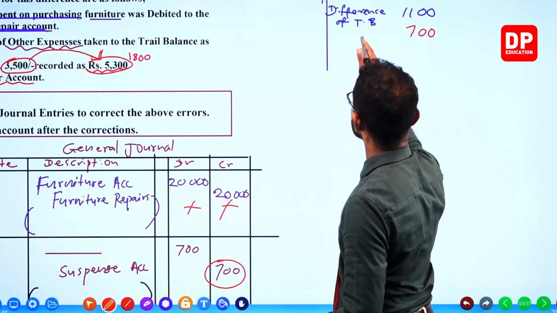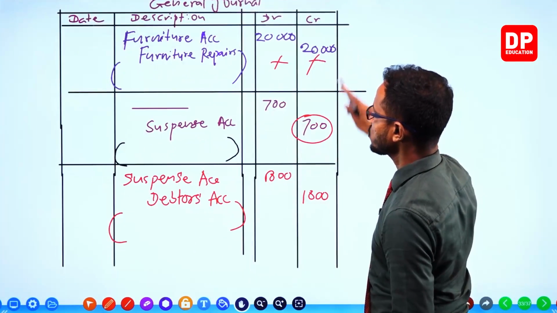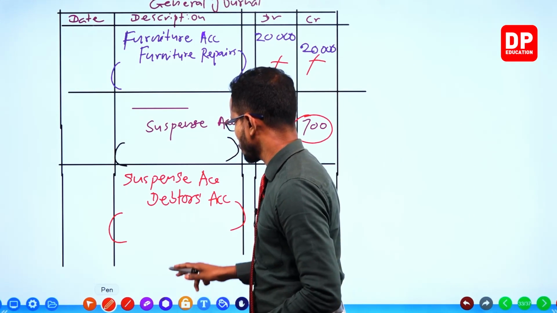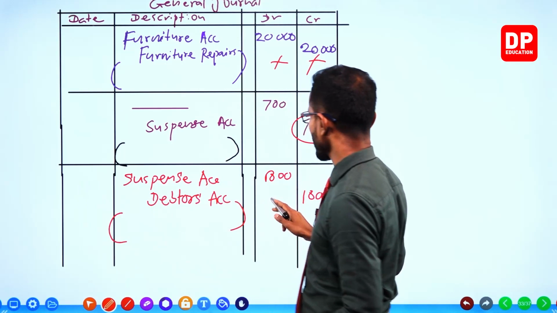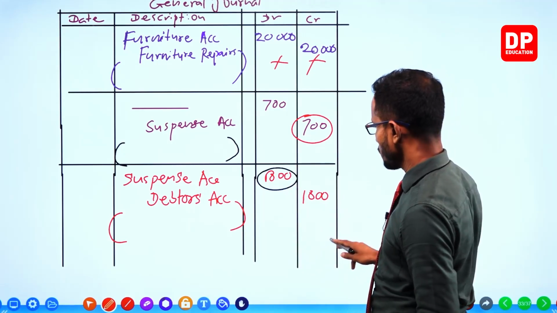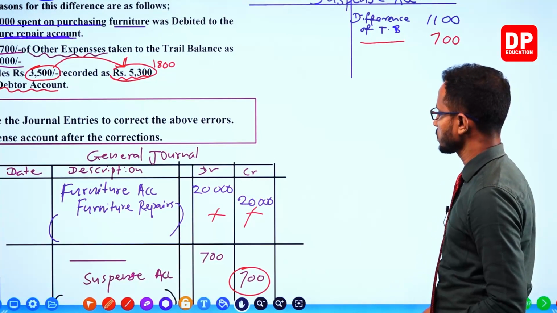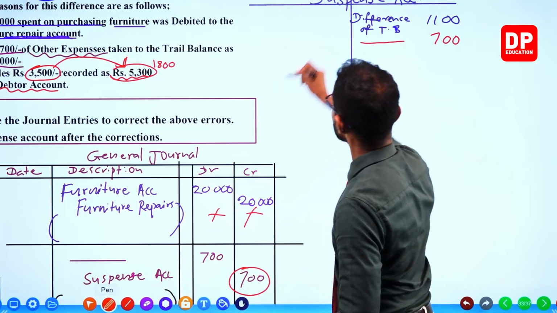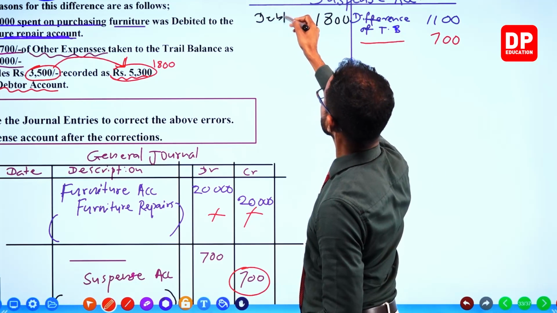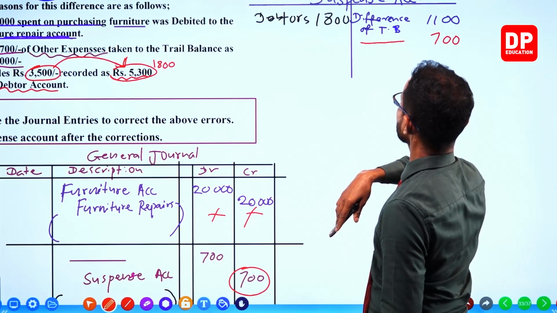Description: trial balance. Next one, third one has a suspense entry. Yes. 1,800 in the debit side. So put that 1,800 into the debit side of the suspense account. Description: debtors. That's it.